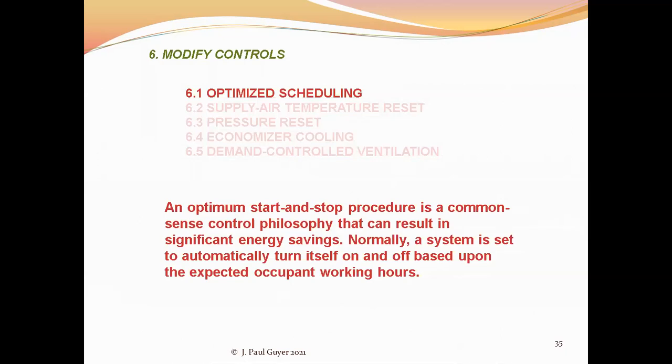So of these 5 control options, optimizing the scheduling, an optimum start and stop procedure, is a common sense control philosophy that can result in significant energy savings. And so this is just doing things like, if the building's only occupied from 8 a.m. to 5 p.m., you shut it off at, say, 6 p.m. and don't turn it back on until, say, 7 a.m. Rather than having it running all day long.